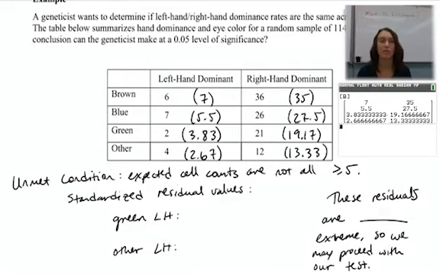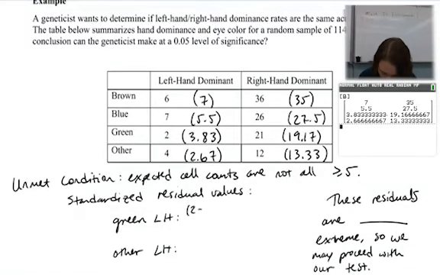So we need to find the standardized residuals for the 2 values where the conditions are not met. The green left-hand dominant and the other left-hand dominant, we want to calculate the residuals. So we want the observed minus the expected divided by the square root of the expected. Sorry, lost it in my notes here. The observed value, which is 2, minus the expected, 3.83, divided by the square root of the expected, 3.83. If you plug that in your calculator, you get negative 0.936.